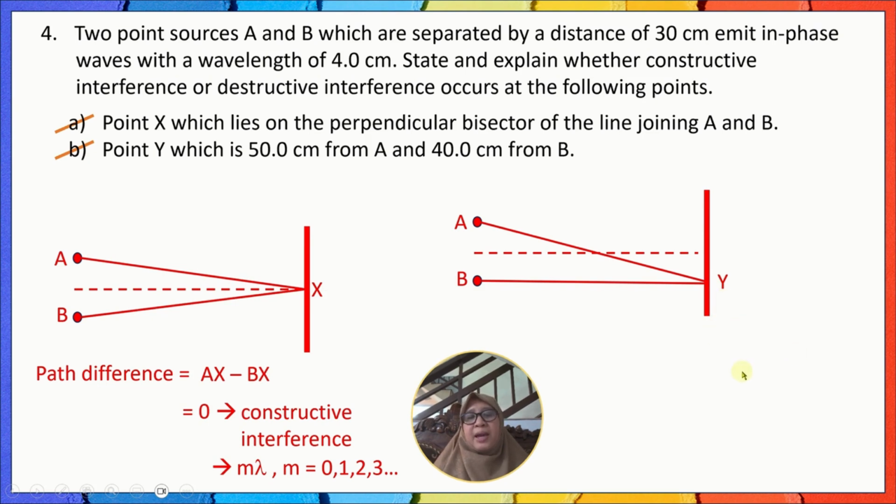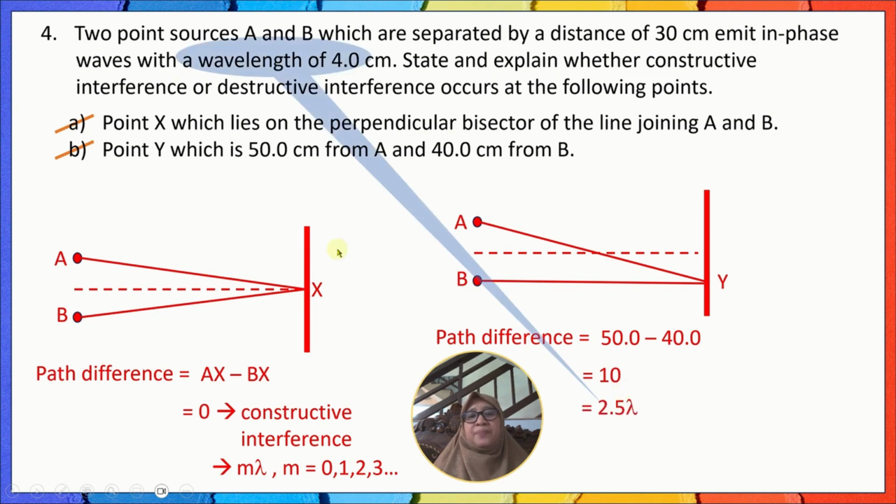So we are going to find that m. The difference between the paths is 50 minus 40. Same phase means constructive interference. So we calculate the path difference first. 50 minus 40, we get 10 centimeter. The wavelength is given as 4 centimeter. So 10 divided by 4, we get 2.5 lambda. In terms of lambda, 10 centimeter is equal to 2.5 lambda.